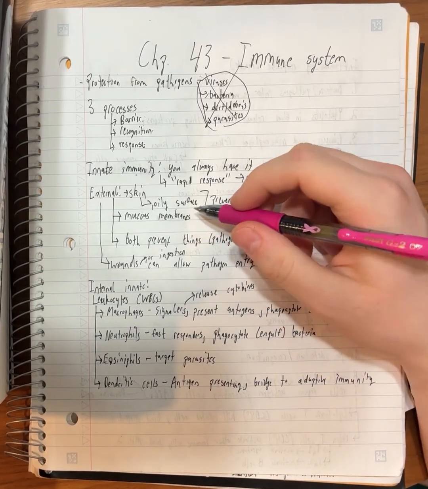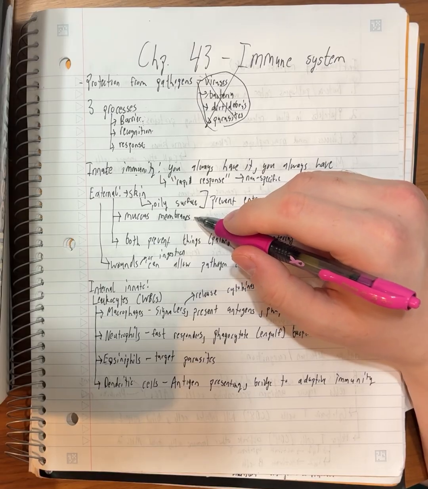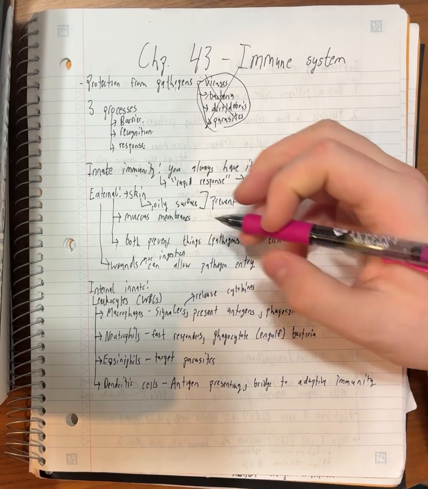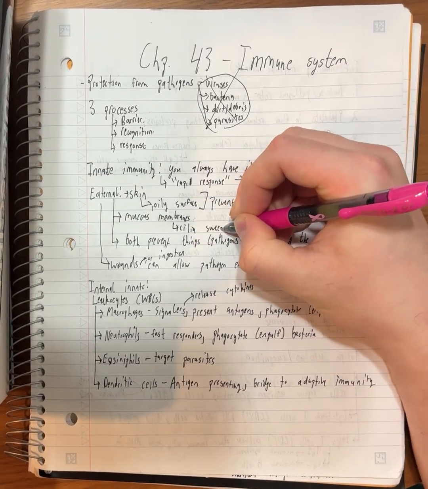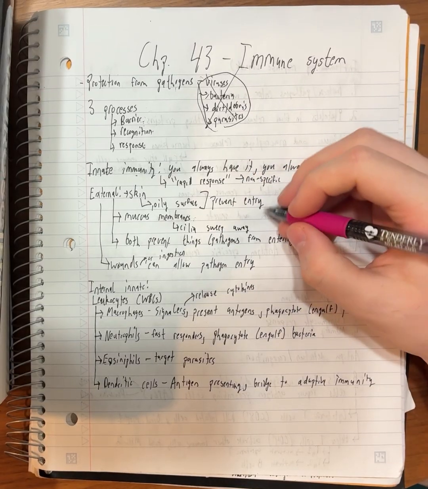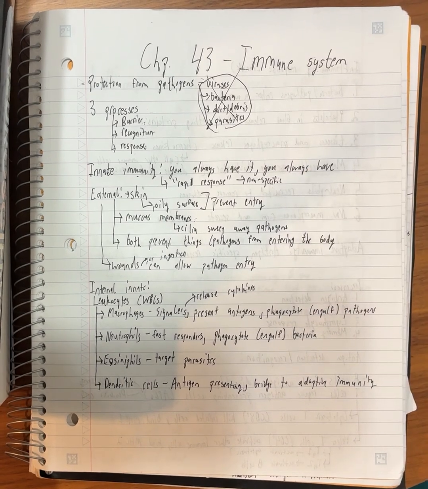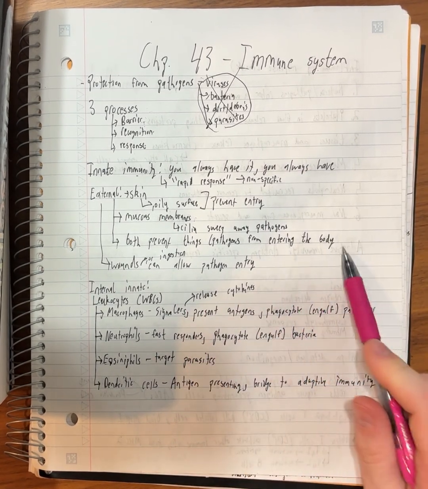The mucus is able to trap pathogens, so it's going to block them because it's very viscous, right? And then you have these cilia that can sweep away pathogens, and cilia are tiny little hairs in your mucous membranes. So both of these are just preventing pathogens from entering the body.